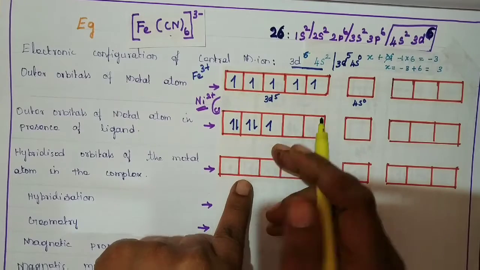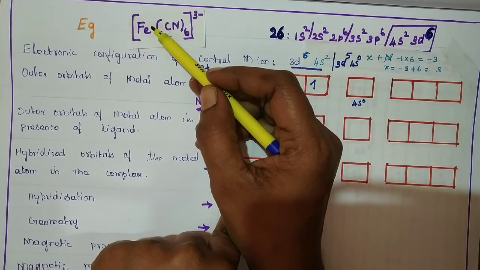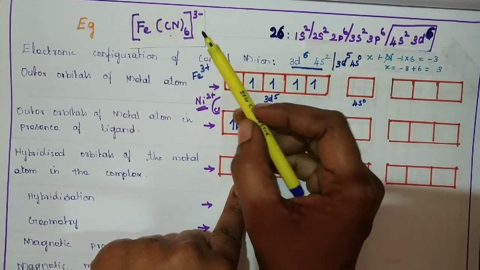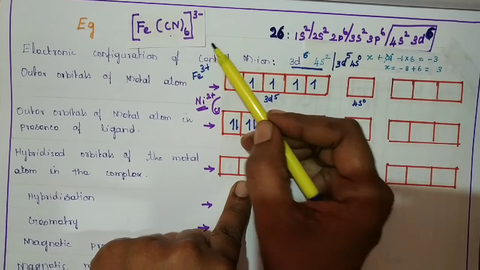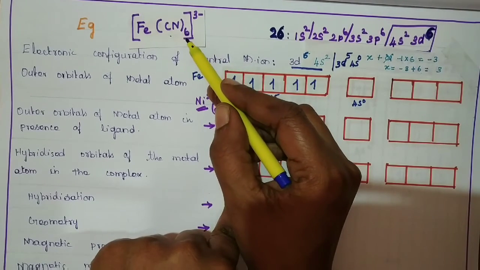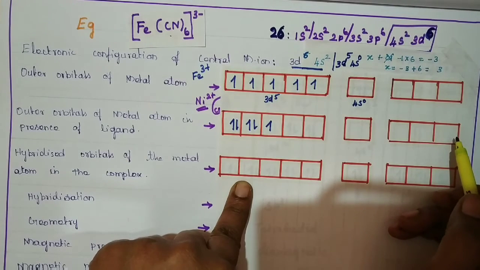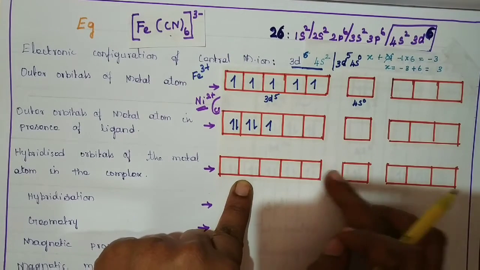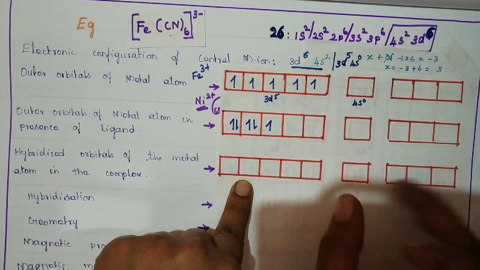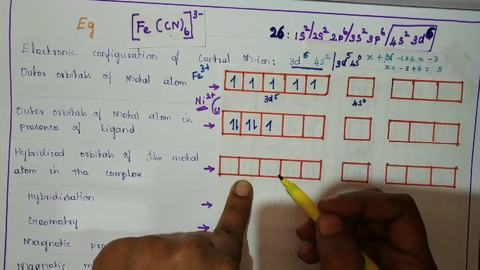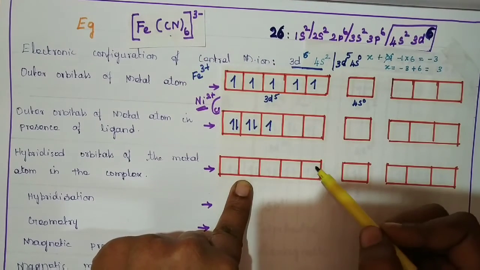So now every central metal ion or atom has an equal number of coordination number in orbitals. Therefore, how many ligands are there? 6. Therefore, 1, 2, 3, 4, 5, 6 orbitals are there. So the remaining 6 places are available. These places are occupied by ligands, the electrons present in the CN are joined here.